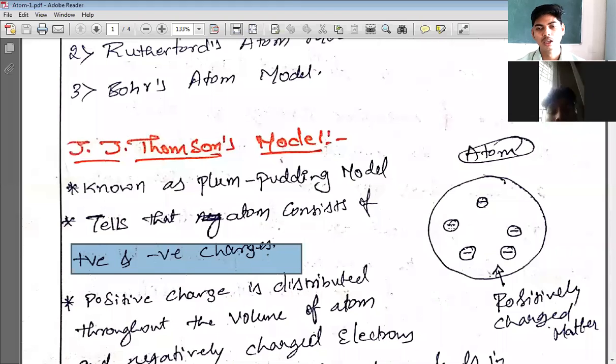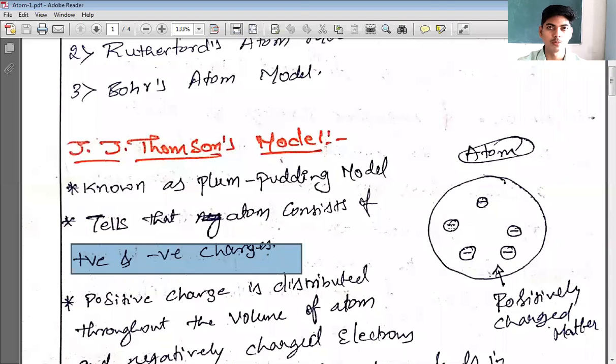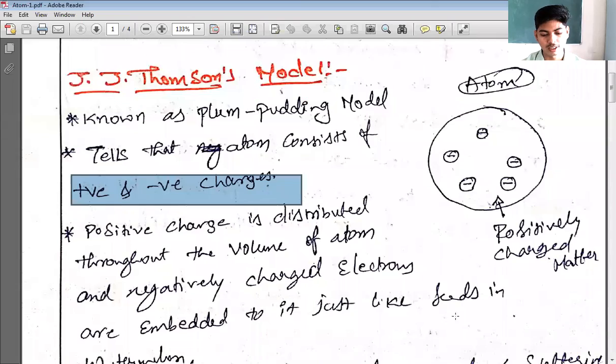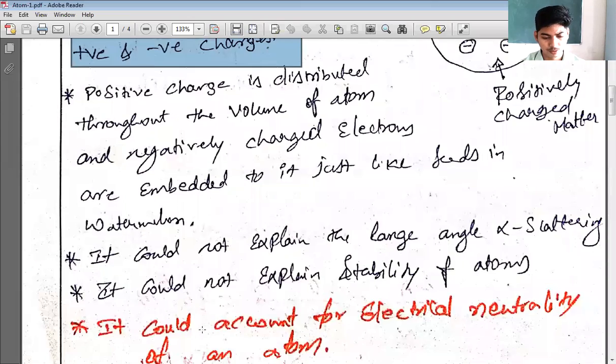in a watermelon. If you suppose the watermelon fruit to be an atom, one complete watermelon fruit is an atom, then that red fruit represents positive charge. The complete volume of that watermelon fruit is occupied by that red portion of the fruit, and seeds are embedded in that red fruit. The seeds are compared to electrons. Electrons are embedded in the positive charge, just like seeds in a watermelon, they say.